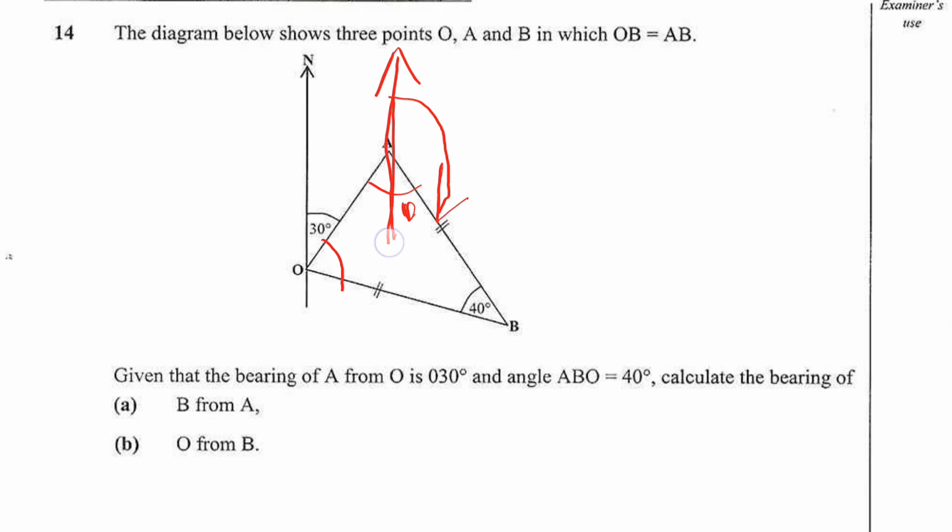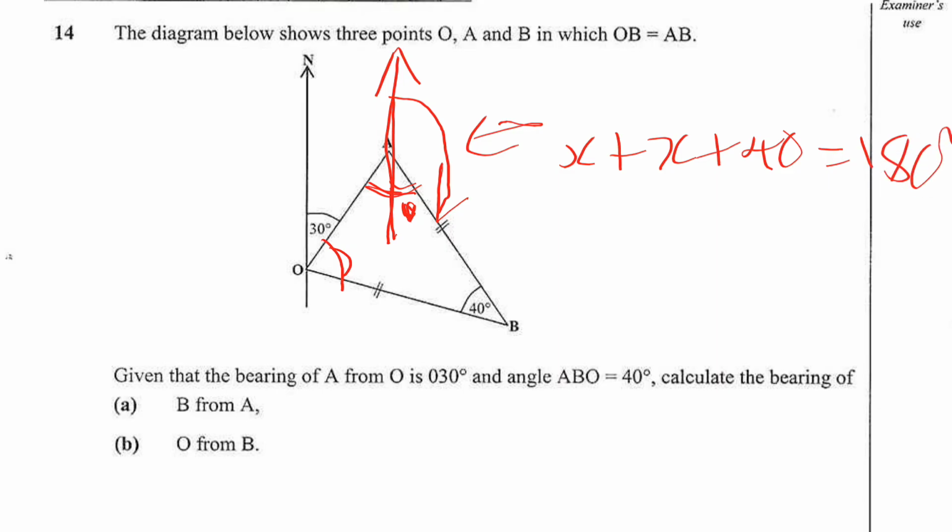Now, to do this, we need to find this angle which is here. Since this is a straight line, we need to find this angle so that we subtract this from 180 to find this bearing. So let's first find this base. Let's use x plus x, since these two angles are the same. x plus x plus 40 is equal to 180 degrees. So x plus x is just 2x, which is equal to 180 minus 40 degrees.